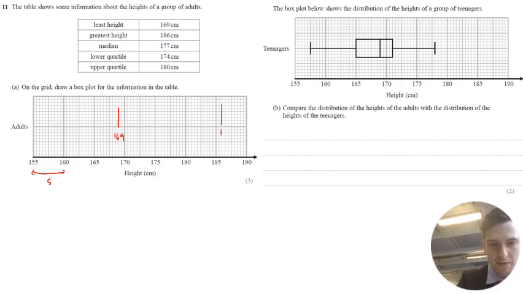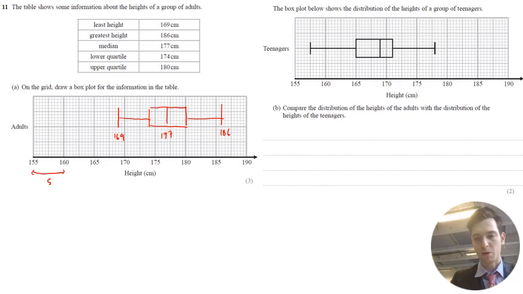My greatest height, 186, so it is there. My median, that's going to be 4 small squares away from 175, so that is there. My lower quartile and my upper quartile there. And then I join them together to find my box plot. So just be really careful with your key on that question there.